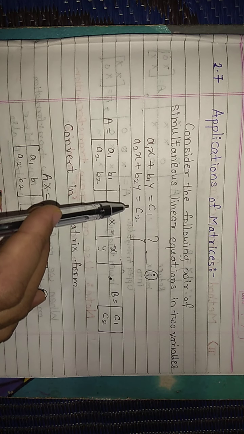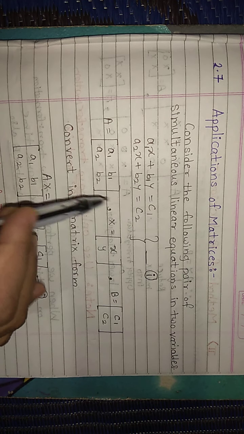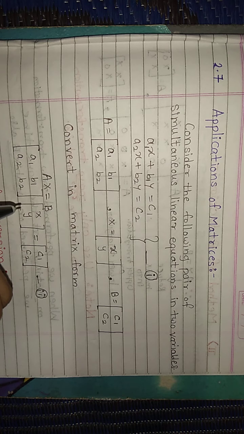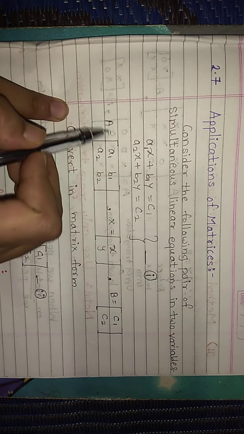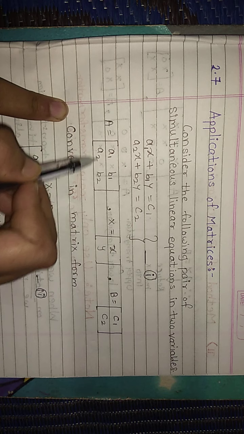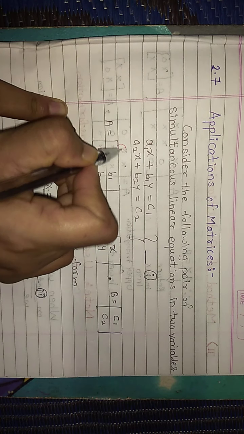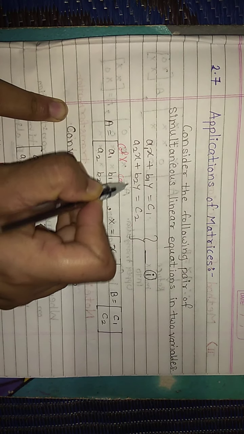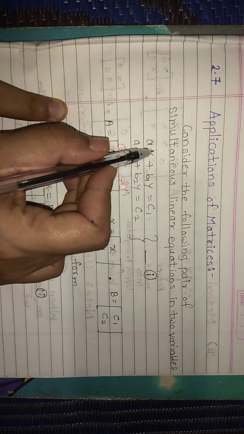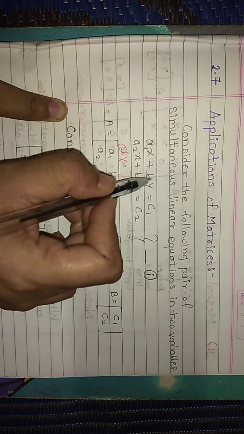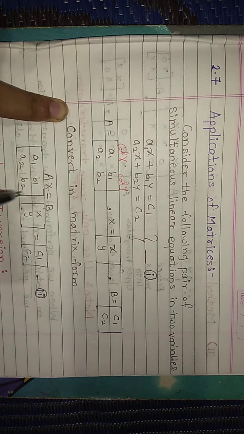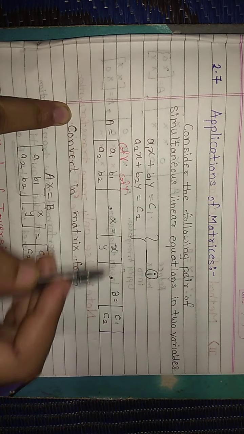These equations we always have to convert into matrix form. In the matrix form, we first write A is equal to [a1, b1; a2, b2]. This is nothing but the coefficient of X and the coefficient of Y. The coefficient of X we write in the first column and the coefficient of Y in the second column. This is the conversion to matrix formation.